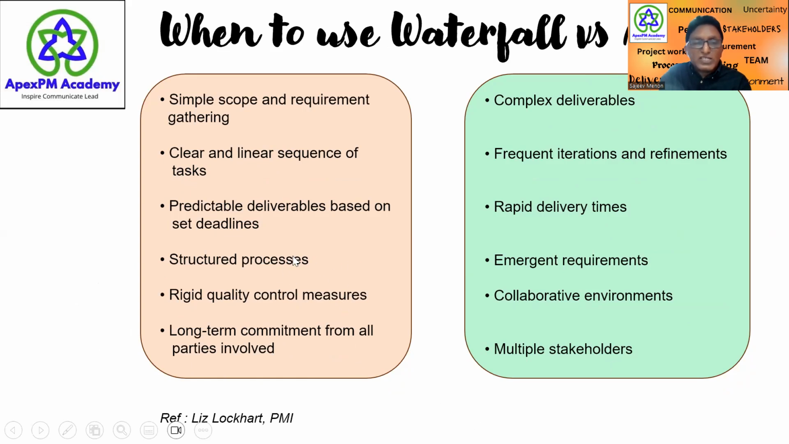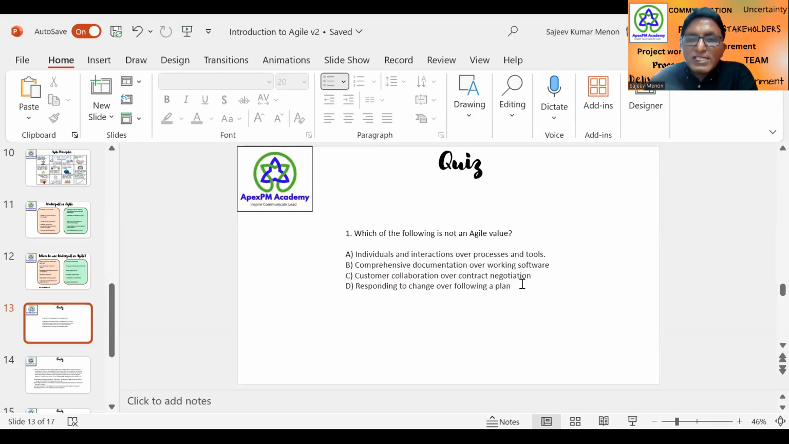In Waterfall, it is a structured process with rigid quality control, whereas in Agile, it is emerging requirements and you have a collaborative environment. So in Waterfall, you have long-term commitment from all parties. And in Agile, you have multiple stakeholders to take care of. So let us test your understanding of the concepts now.